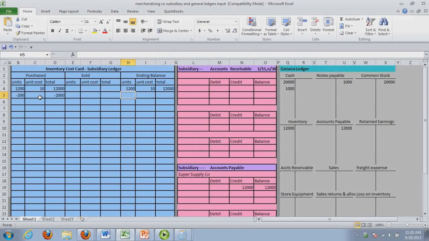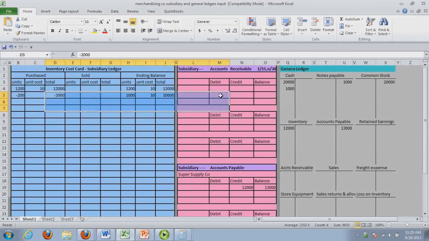And then over here is cumulative. So 1,200 minus 200 units is 1,000. Still at 10. So now I have $10,000 left. Okay, so we've updated that.